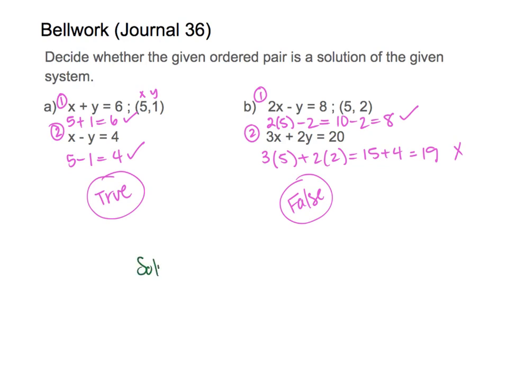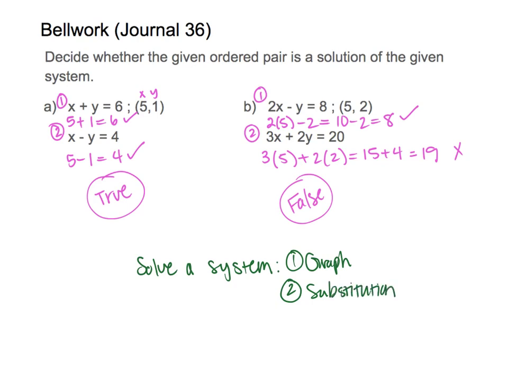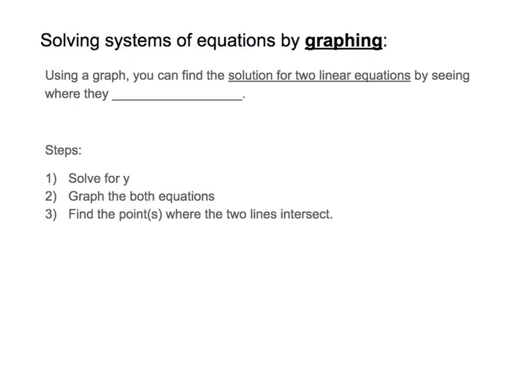So to solve a system, there is 1, graphing, and 2, there is something called substitution, and 3, which we'll learn tomorrow, is elimination. Those are the 3 ways we can solve a system of equations, and I'm going to teach you in this video 2 of the ways. So let's go over the definition first.